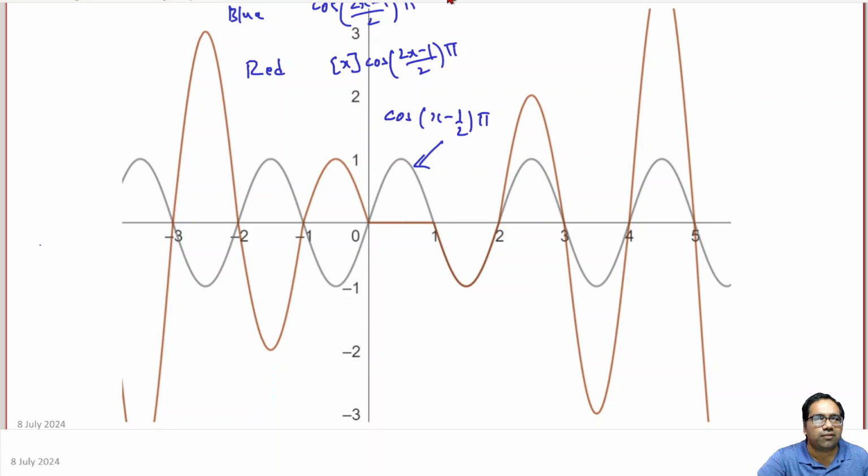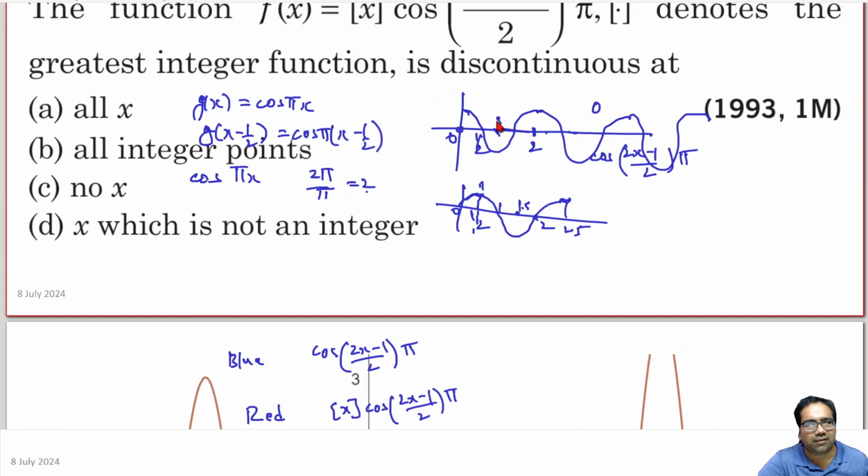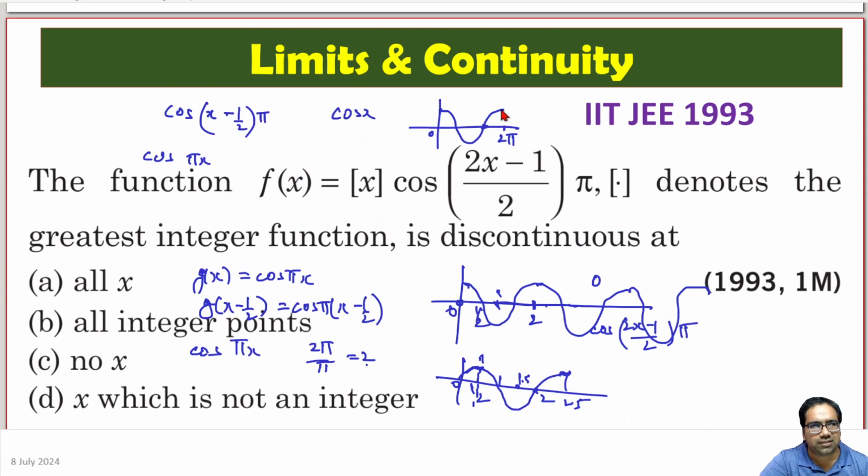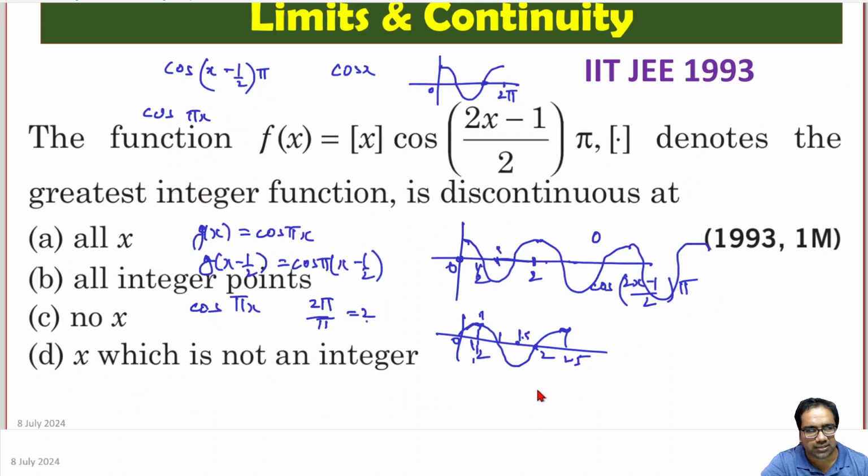Okay. We have drawn the cost graph first. The cost graph is 0 to 2 pi. And then we have figured out cos pi x. For cos pi x, the period is actually 2. So that looks something like this.